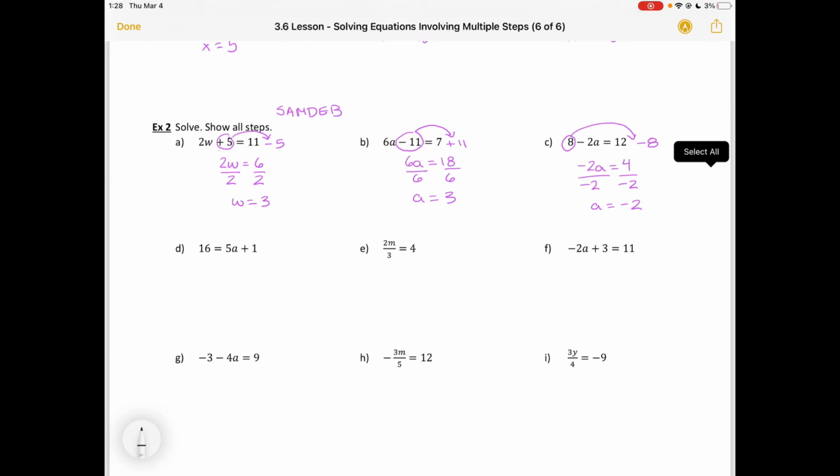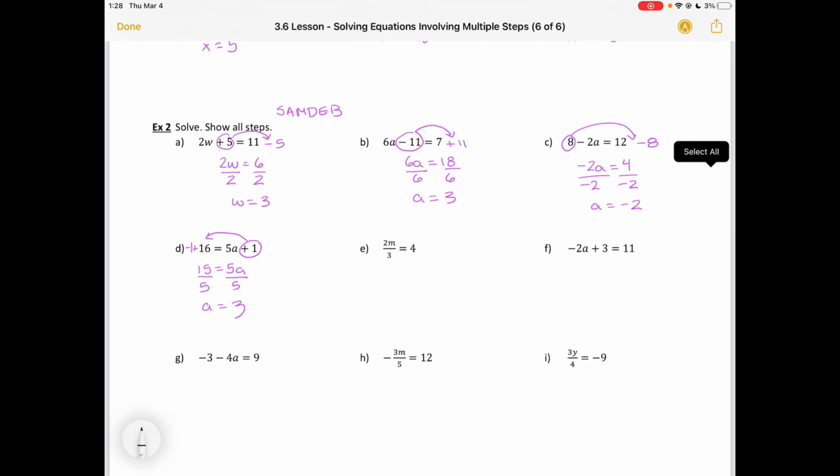Here, I've got my variable on the right-hand side. I'm still going to move everything over to the opposite side. So I'm going to move my plus 1 over and change the sign. So now I've got 15 equals 5a. And then I'm going to undo my multiplication. So I'm going to divide by 5. So then I get a equals 3, just writing my variable on the left-hand side.